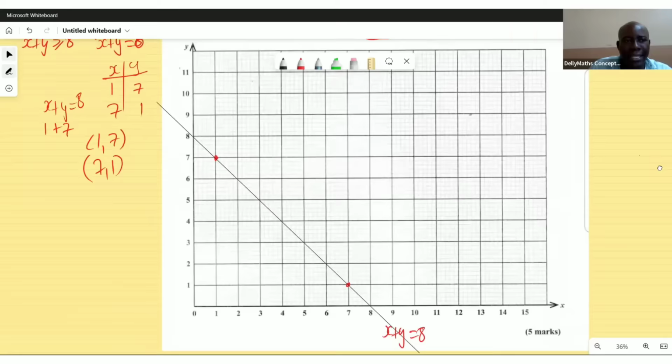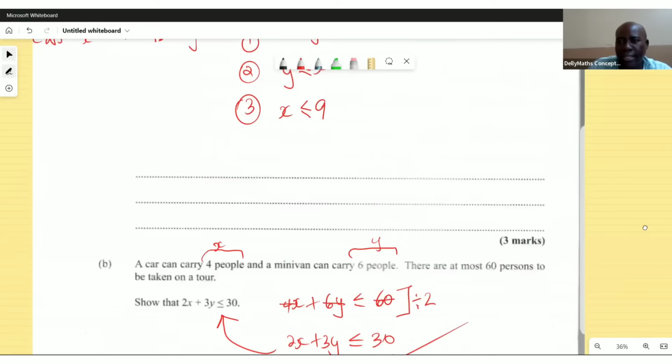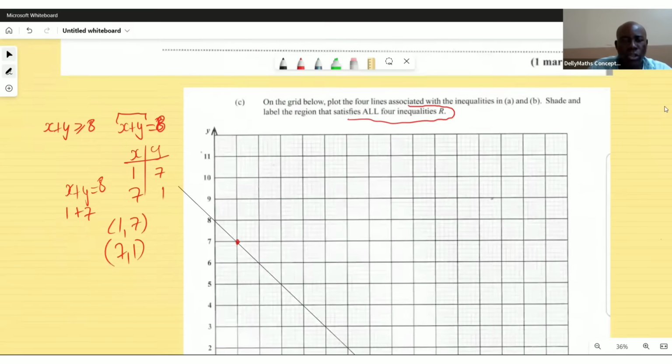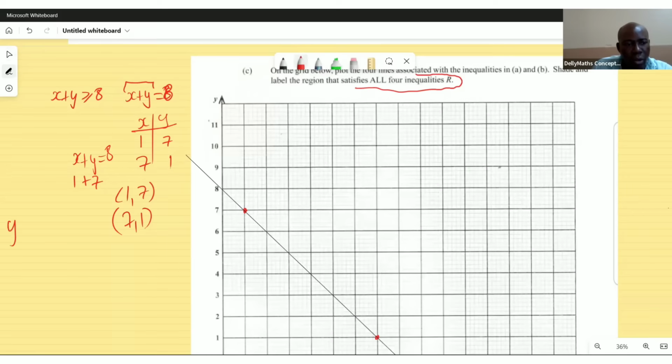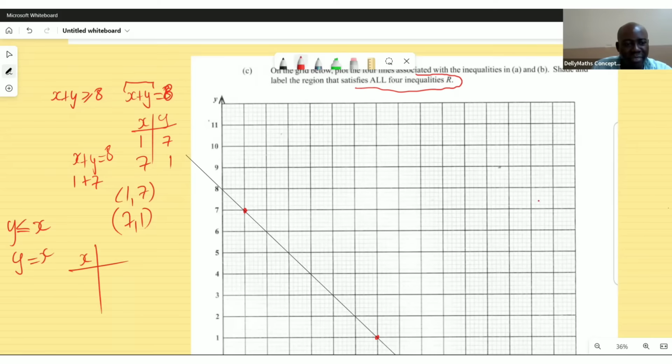There's another line where the inequality is y less than or equal to x. So this is another one, y less than or equal to x. The line associated with this inequality is y equal x. So all we have to do is just put the equal sign where the inequality is. So y equal x is an idea that says if x is 0, y is 0.